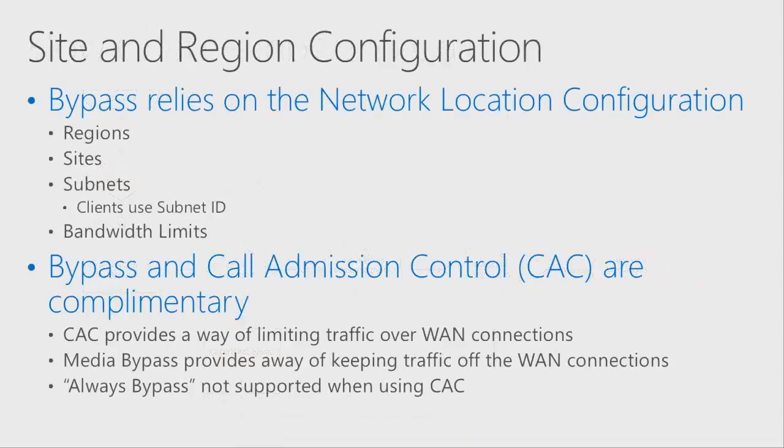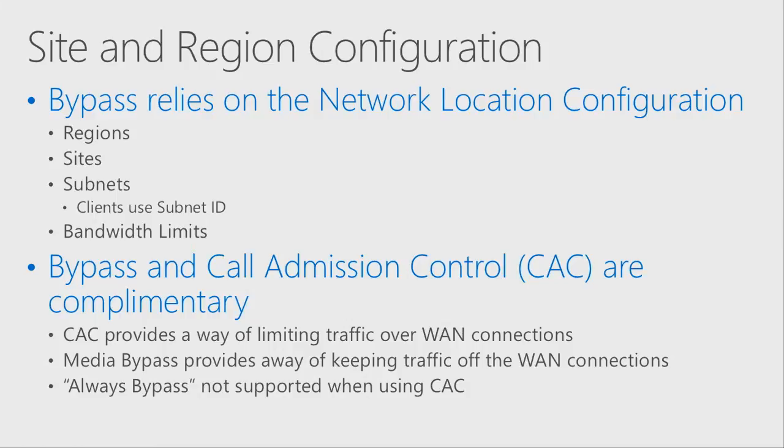So as I mentioned earlier, we use the site and region configuration. It may look from the outside this is only used for call admission control, but it's not. We use it for bypass as well. So it relies on the regions, the sites, and the subnets. And just to emphasize again, the clients use those subnets and the bandwidth limits. The thing to remember is that bypass and call admission control are complementary. If you have one, you can have the other.